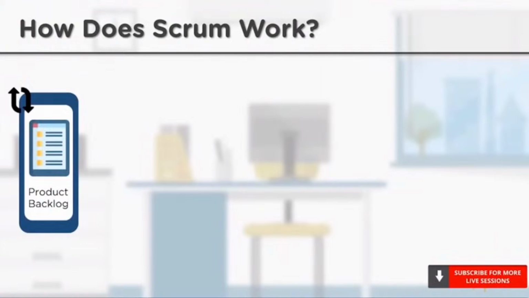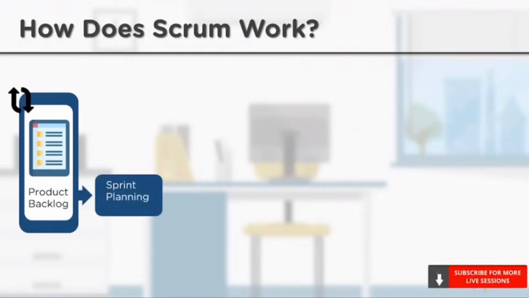Firstly, we have the product backlog. First, a list of all the tasks that need to be completed is created. Now this list is called the product backlog. Completion of all these tasks represents the successful completion of the project.